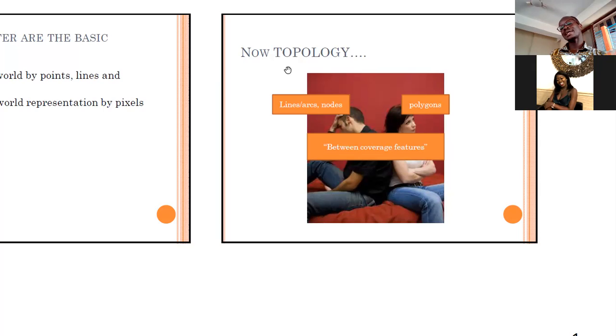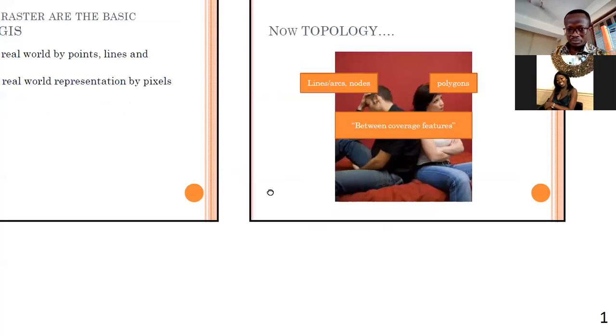But the whole idea is that topology is about relationships. So this is a relationship that's gone bad. Are you okay? But the relationship is not about human beings, it's about relationships between coverage features. I always say coverage features, meaning the objects that have been captured into our system. We can call them features, basically. So coverage features is a way of describing the objects. The relationship is between lines, arcs, nodes, polygons, all that is part of coverage. Coverage features is actually a term used by ESRI, ArcGIS.